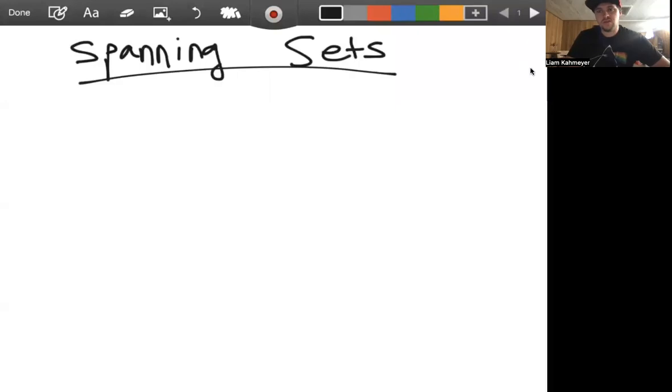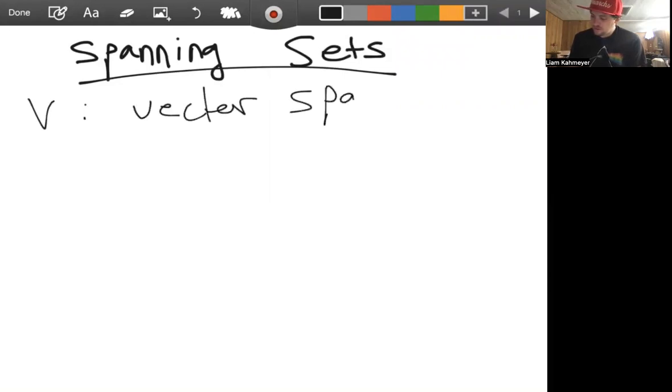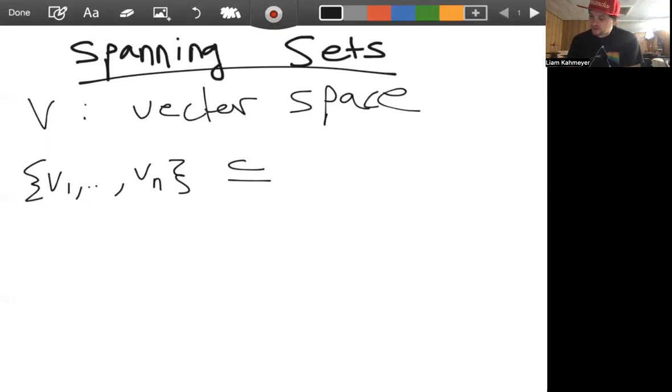Let's take a look at a lot of the notions that we were studying when we were going over linear transformations of Euclidean space. We want to go over a lot of these notions now for an arbitrary vector space. So let's start with just a vector space V here. So V is going to be a vector space. And then let's let v1 through vn, this collection of elements of V, be a subset.